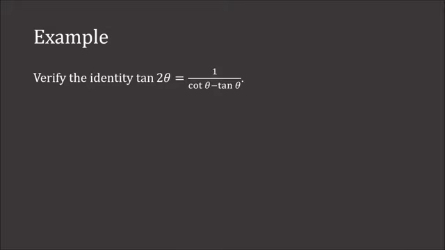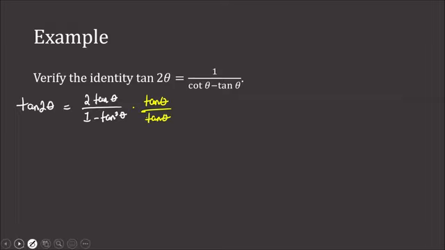Now let's verify that tangent of 2 theta is equal to 1 over cotangent theta minus tangent of theta. So we'll start with the left-hand side, tangent of 2 theta, and use the tangent double angle to write this as 2 tangent of theta over 1 minus tangent squared of theta. We can now multiply by tangent theta over tangent theta to obtain 2 tan theta over tan theta all over 1 minus tangent squared of theta all over tangent of theta.